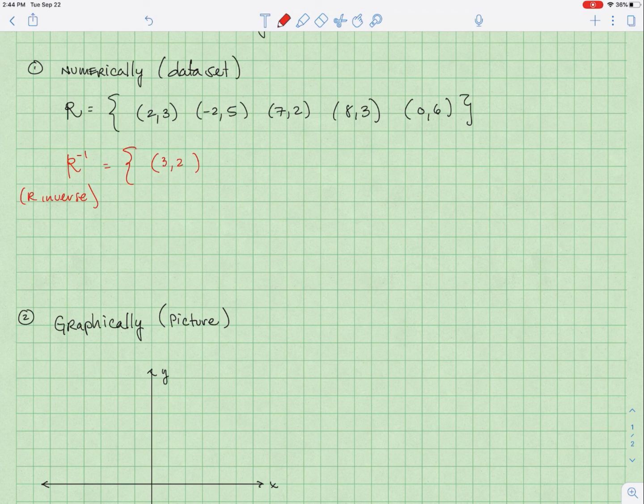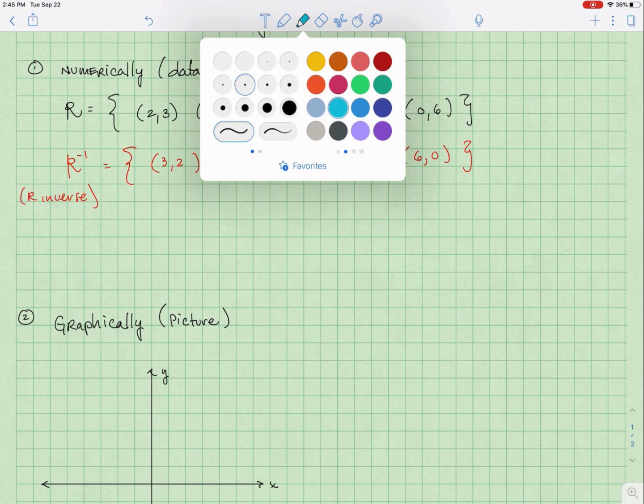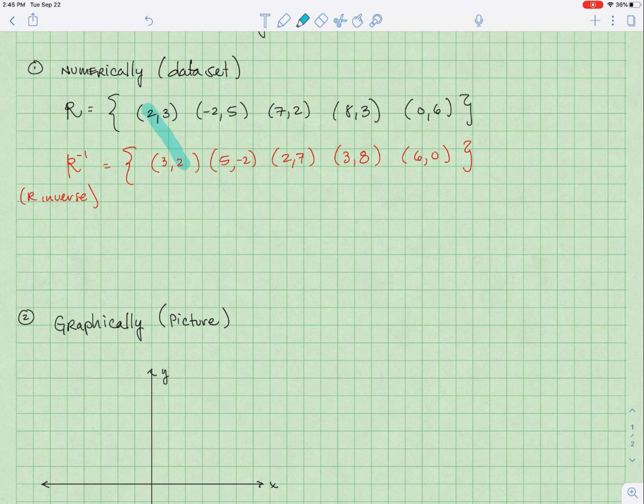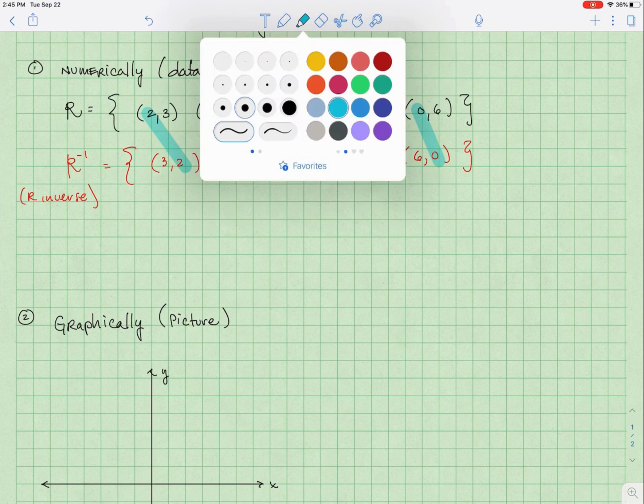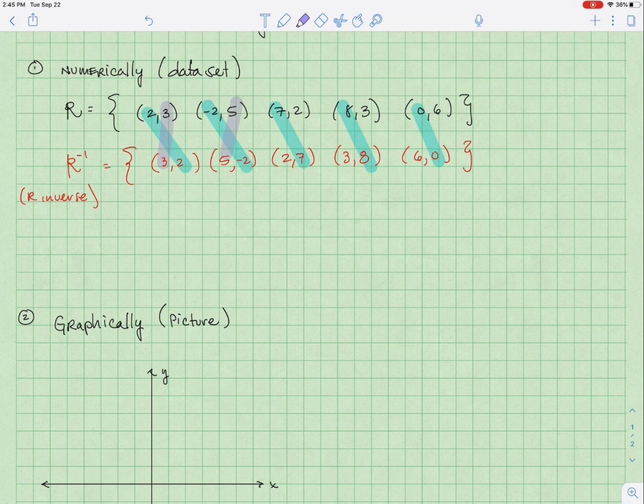So this would be (3, 2), (5, -2), (2, 7), (3, 8), and (6, 0). And all I'm doing there is I'm switching the x values for the y values and vice versa. So let's see if I can make this look good. Okay, it's a little sloppy. Getting there. The 5 to the 5, the 2 to the 2, the 3 to the 3, and the 6 to the 6. So we're just swapping.